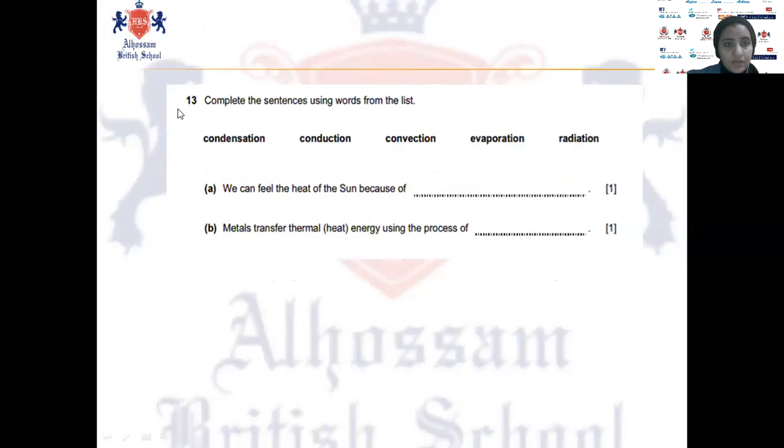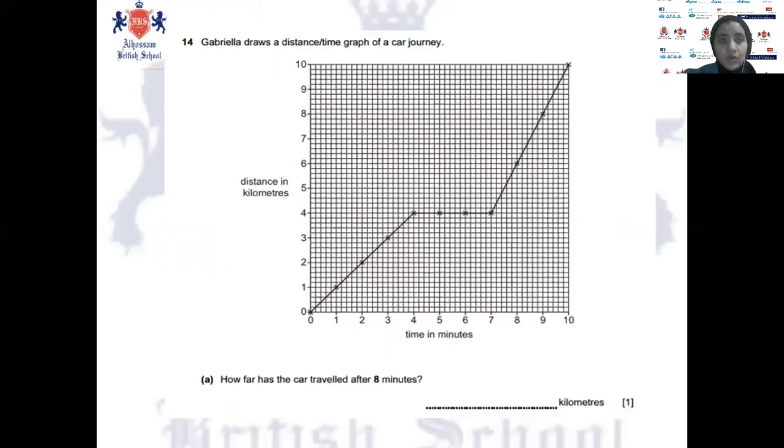Okay, Muaz. We can feel the heat of the sun because of radiation. Metals transfer thermal heat energy using the process of conduction. Excellent. Thank you, Muaz. Let's see another one.